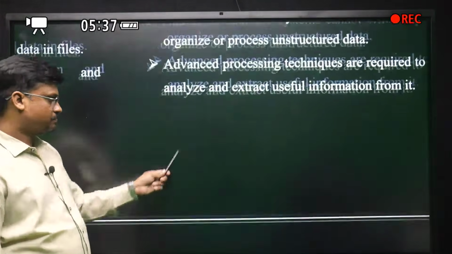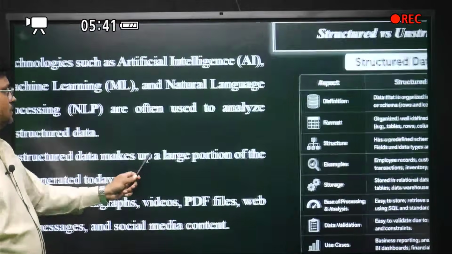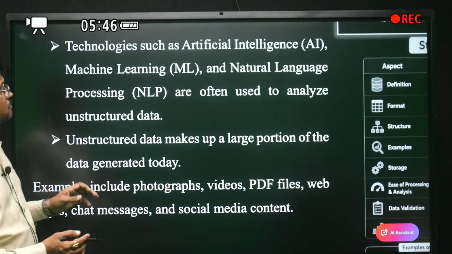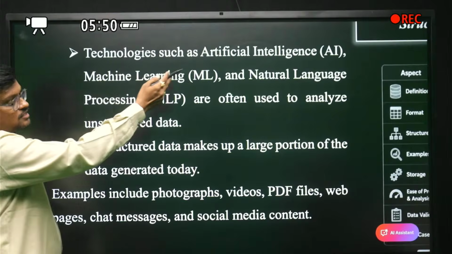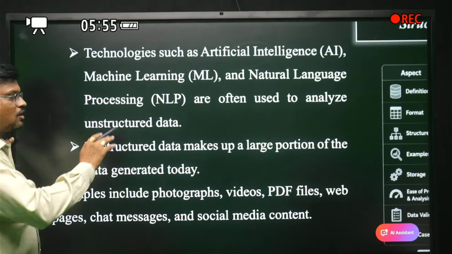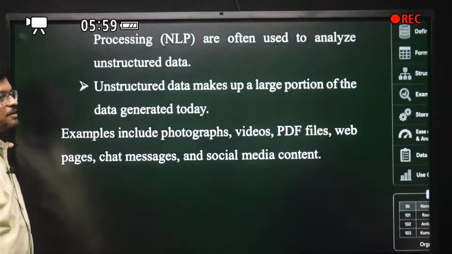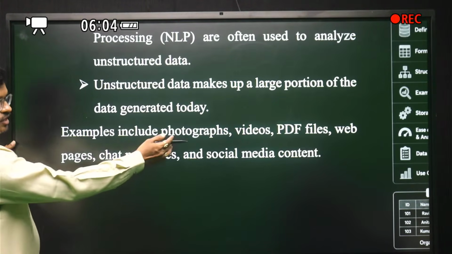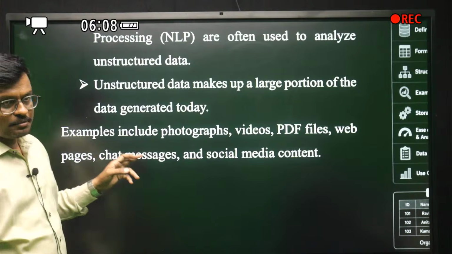Okay. We'll have a very quick revision about unstructured data and structured data. In the unstructured, first we'll go with this, then we'll go with the analysis. Technologies such as artificial intelligence, machine learning, and natural language processing are often used to analyze unstructured data only. Unstructured data makes up a large portion of the data generated today. Examples include photographs, video, PDF files, web pages, chat messages, and social media content.